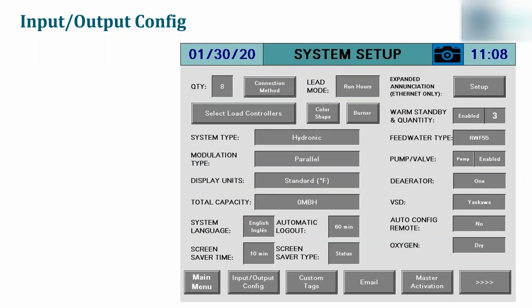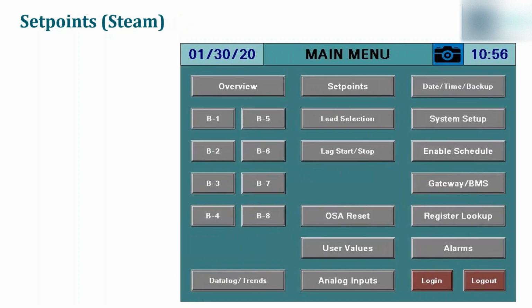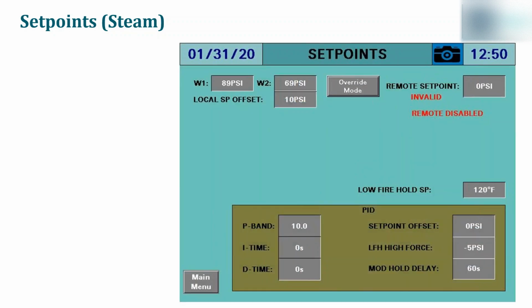Okay, so back to our system setup screen. If we click on our main menu button, it'll take us back to our main menu. Now we're going to take a look at the set points menu. If we click on the set points button here, we'll take a look at the set point screen. I'm showing the steam options right now. There are some additional options for hydronic systems, specifically the outside air temperature reset options. We're not going to go into those today. We'll go over those in a more advanced presentation in a different webinar.